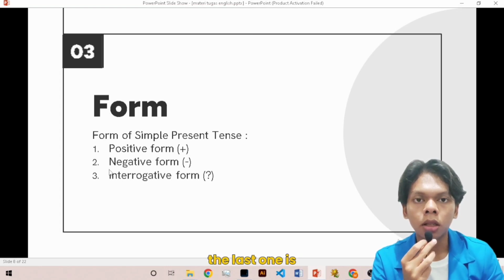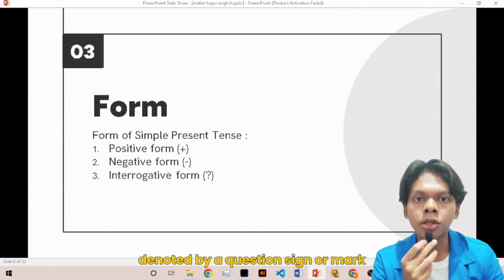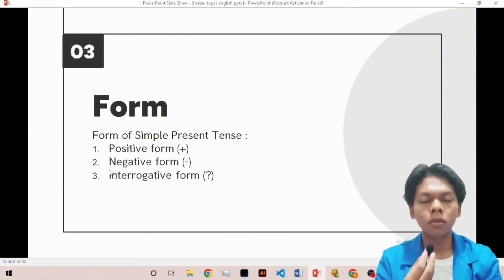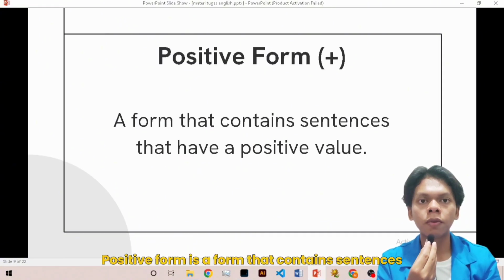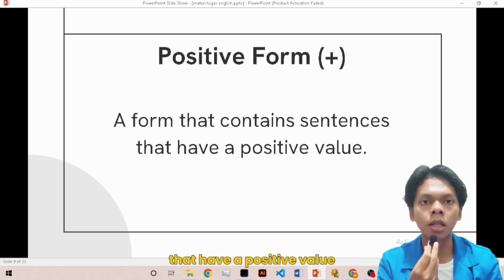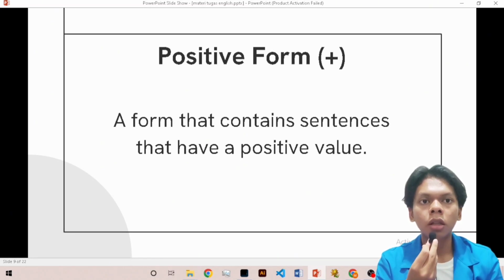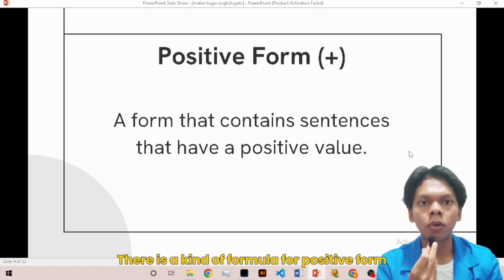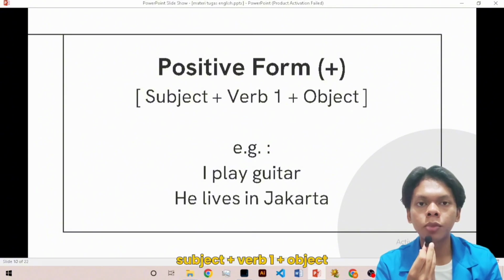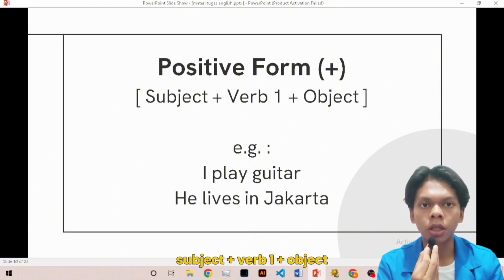And the last one is interrogative form, denoted by a question sign or mark. Positive form is a form that contains sentences that have a positive value. There is a kind of formula for positive form. The formula is subject plus verb 1 plus object. For example, I play guitar. I is the subject, play is the verb 1, and the guitar is the object.